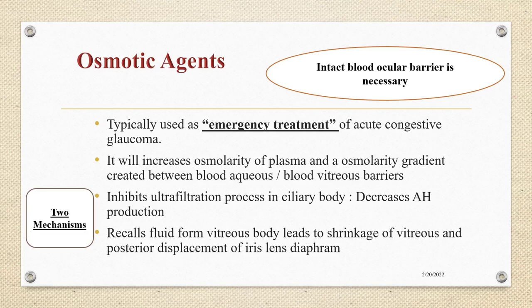So coming to the osmotic agents, the main important thing you should remember in using osmotic agents is that there should be an intact blood ocular barrier. The name osmotic agents itself indicates the passage of ions between two areas which are separated by a membrane, otherwise we can say a barrier. So the blood ocular barrier should be intact for the normal functioning of these osmotic agents.